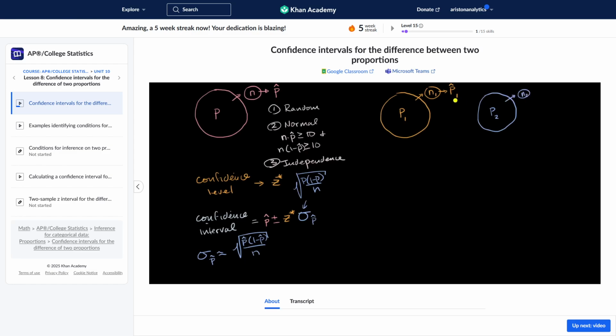This is N2. Notice, N1 and N2 do not have to be the same sample size. That's a common misconception when doing these things. These could be different sample sizes. And then from that sample, you calculate the sample proportion. Now, after you do that, you would want to check your conditions for inference. And it turns out that the conditions for inference would be exactly the same.